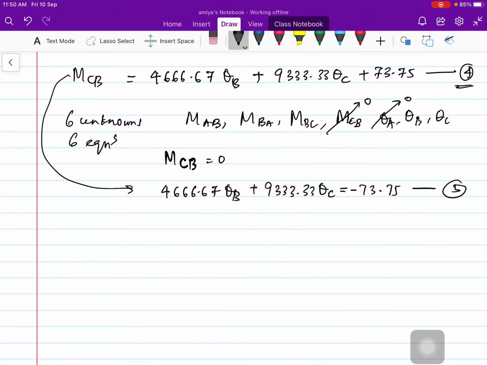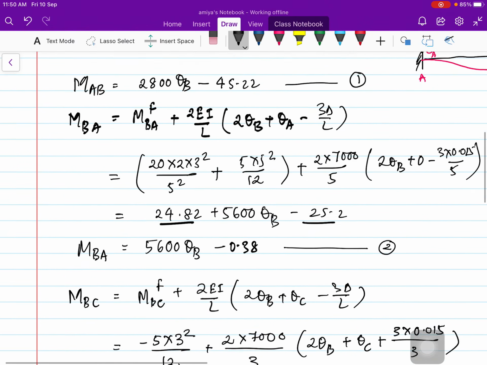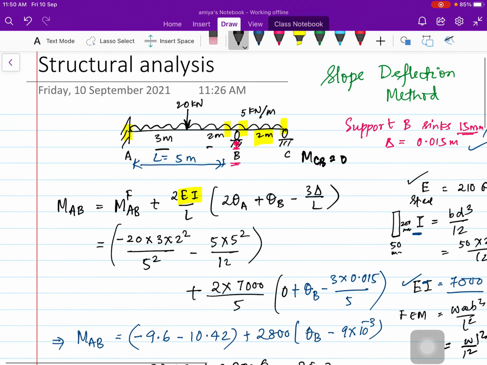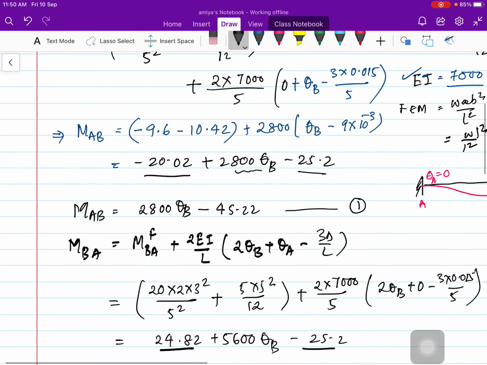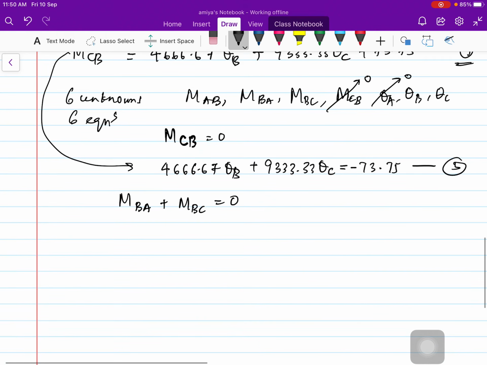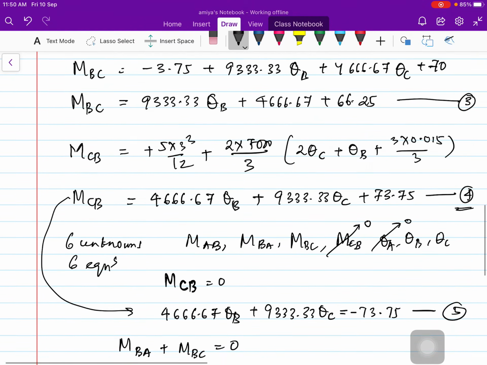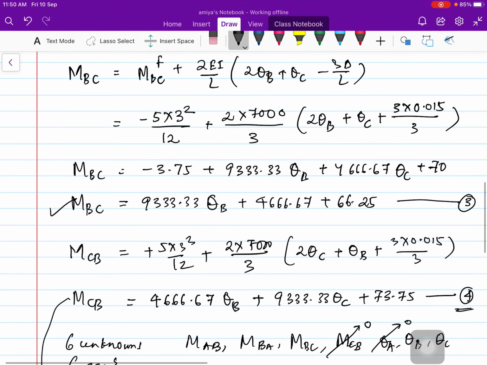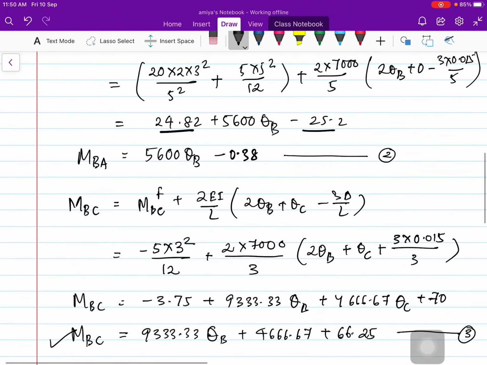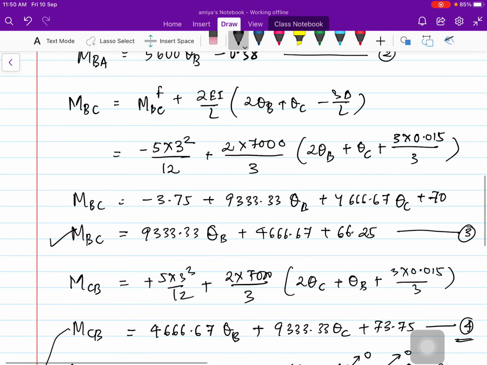Another equation, I can write MBA plus MBC is equal to 0. At point B, the summation of moment should be equal to 0, right? So MBA and MBC is equal to 0. So adding this, equation 3 and equation 2.